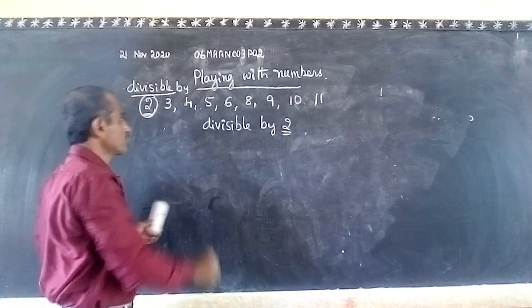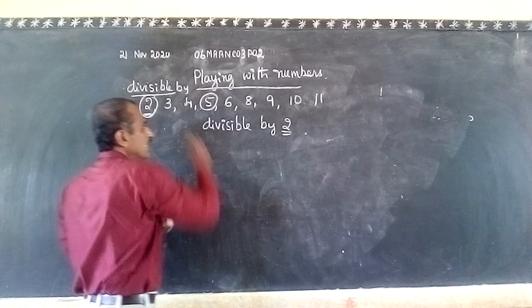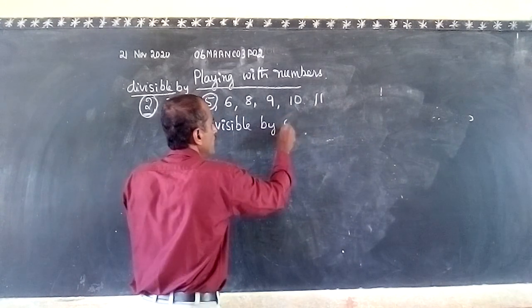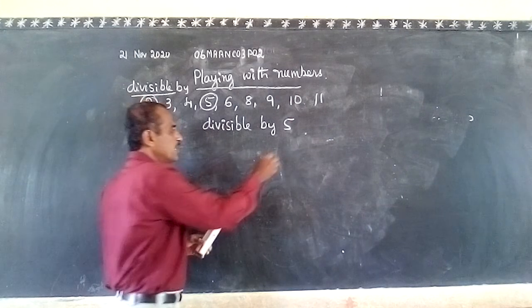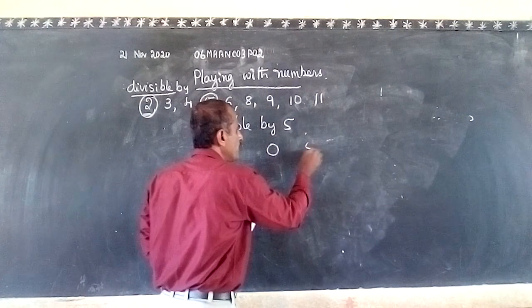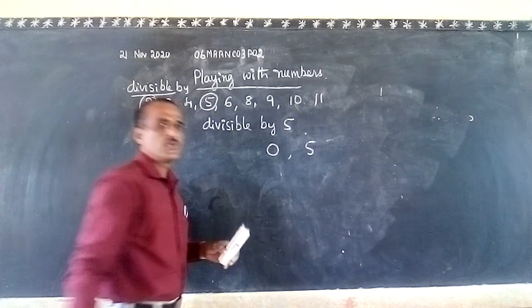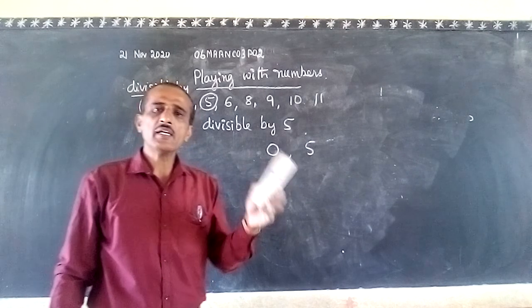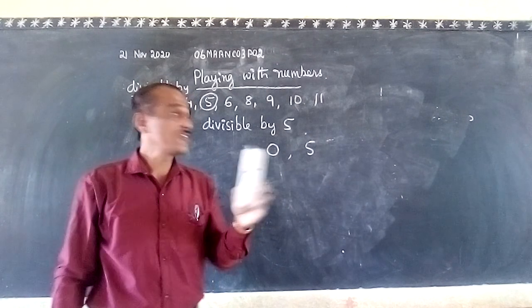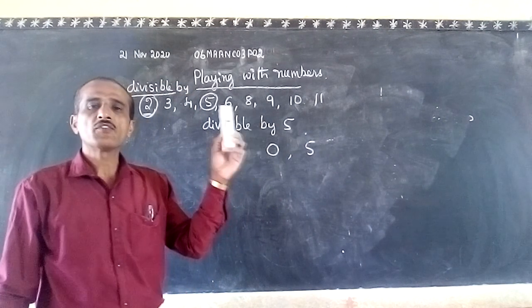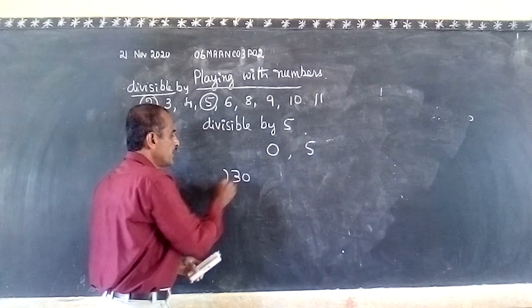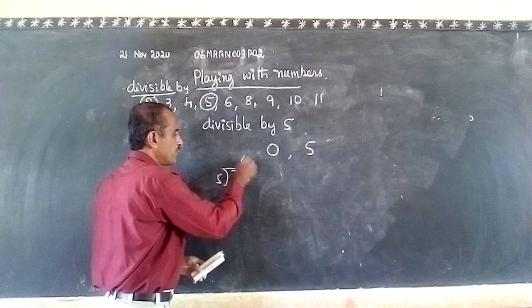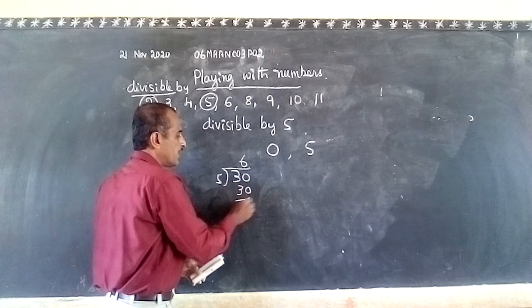Okay, next let us check whether a number is divisible by 5. Very easy. If there is 0 or 5 in the unit place, such numbers are divisible by 5. For example, 30. Can you divide it by 5? Yes, we can divide it by 5. 5 sixes are 30, no remainder.